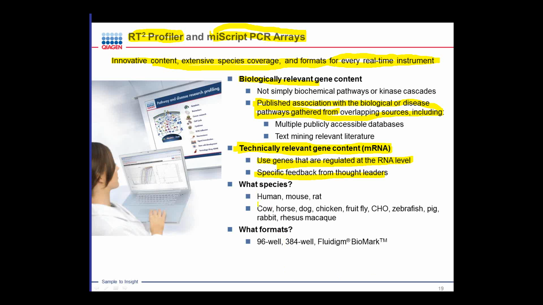Everything we do is covered in human, mouse, and rat, but we also cover a lot of other mammalian species, insects, as well as plants. And as I mentioned, these are formatted for your typical 96-well and 384-well PCR instruments, as well as the QIAGEN Rotor-Gene and the Fluidigm BioMark for high-throughput gene expression analysis.